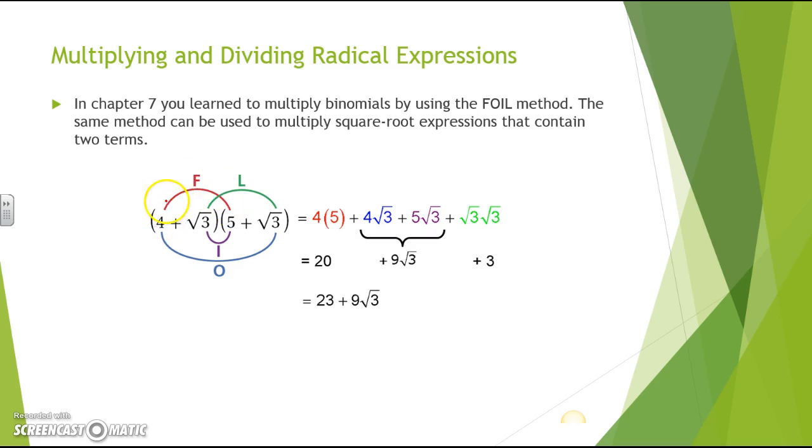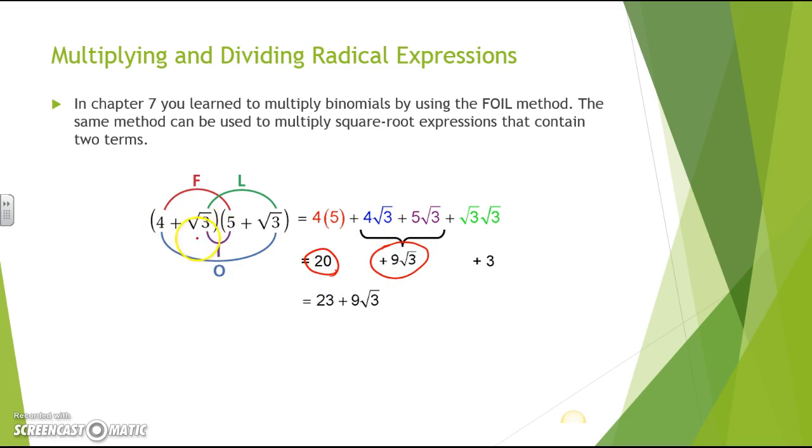We first multiply 4 times 5, and we get 20. Then you multiply the outers, 5 times the square root of 3, and the inners, 4 times the square root of 3. So 4 times the square root of 3 plus 5 times the square root of 3 gives you 9 times the square root of 3.